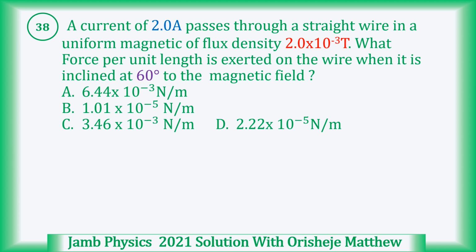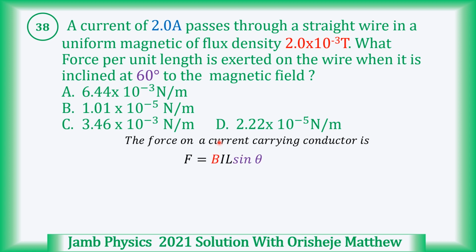Question 38 has to do with current. A current of 2 ampere passes through a straight wire in a uniform magnetic flux density of 2 times 10 raised to minus 2 Tesla. What force per unit length is exerted on the wire when it is inclined at 60 degrees to the magnetic field? Well, this is a simple question. One should know that the force on a current-carrying conductor is BIL sine theta, where the magnetic field is multiplied by the current and the length of the wire.